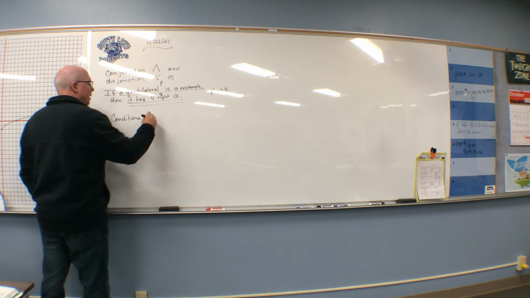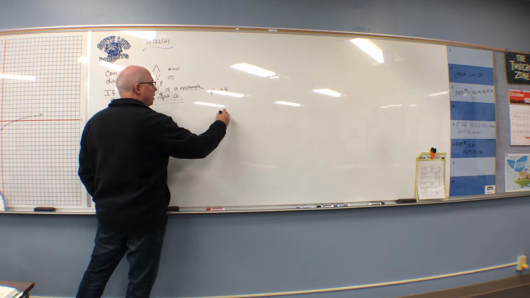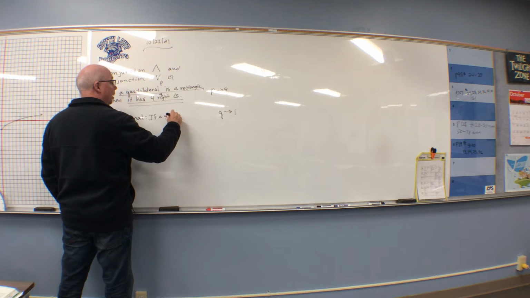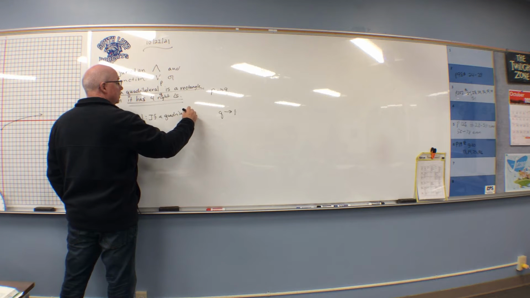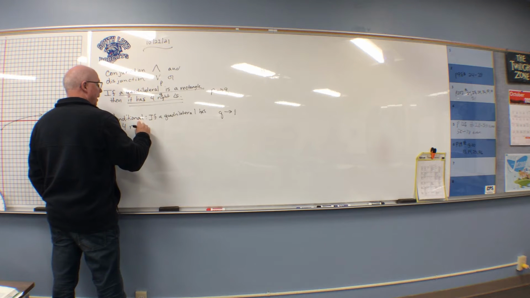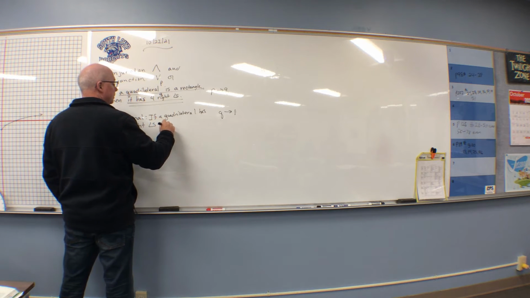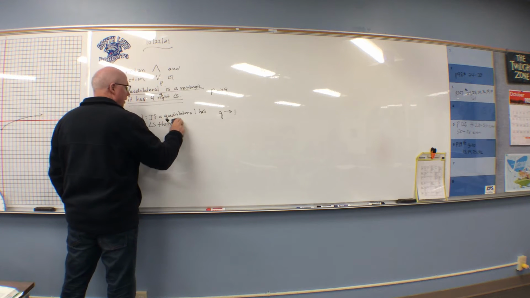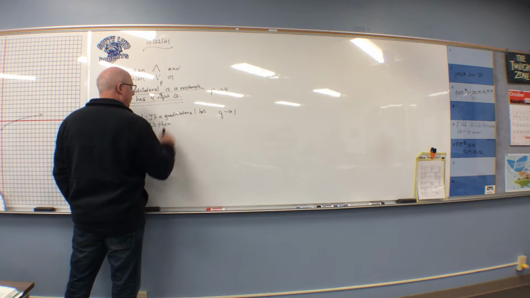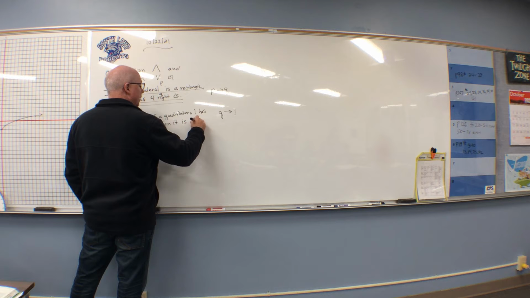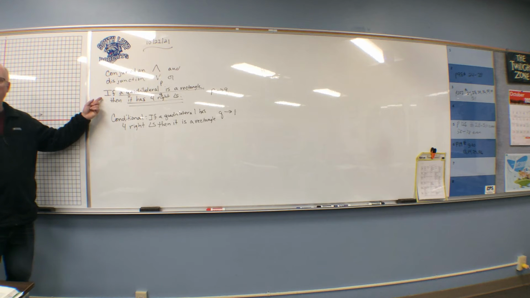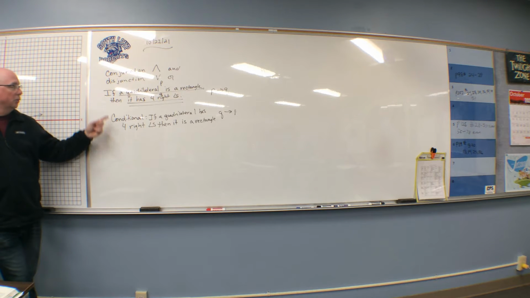So the converse, we switch it around: Q then P. If a quadrilateral has four right angles, then it is a rectangle. Do you agree? Yes. Now, the truth value of this is true, correct, Gigi? Is the truth value of this true?